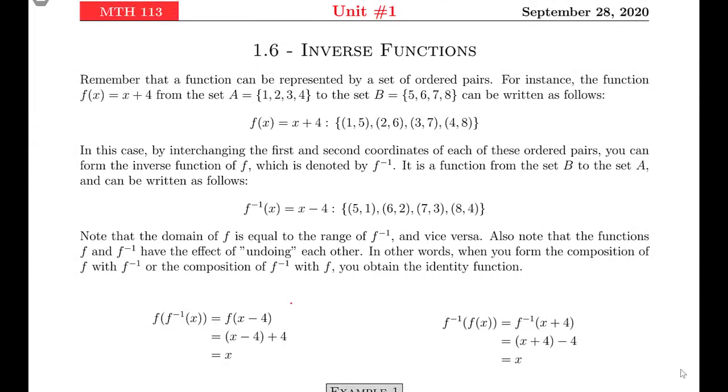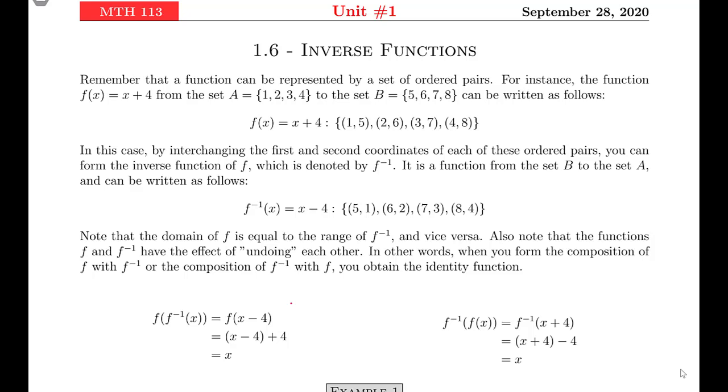Good morning, everybody. We are looking at section 1.6 today. That's going to be inverse functions. And remember, we've talked about functions before. So a function will take a set of values from one set and map it to a new set.